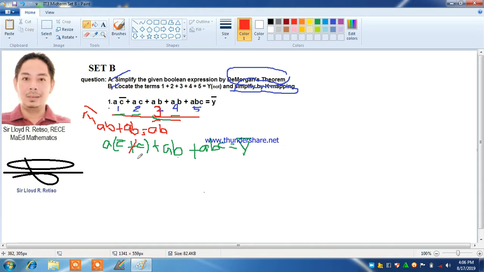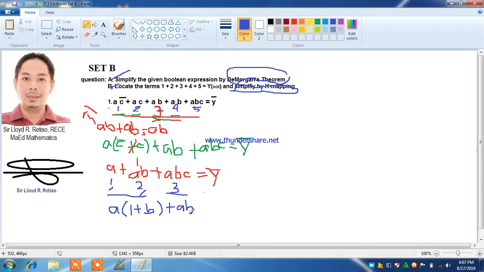So this one is equal to 1, and we have here A plus AB plus ABC is equal to Y naught. Now as you can see, first term, second term, and third term. We're going to factor out the common factor for the first term and second term. So we have A as the common factor, times 1 plus B, plus copy the third term, ABC, is equal to Y naught.